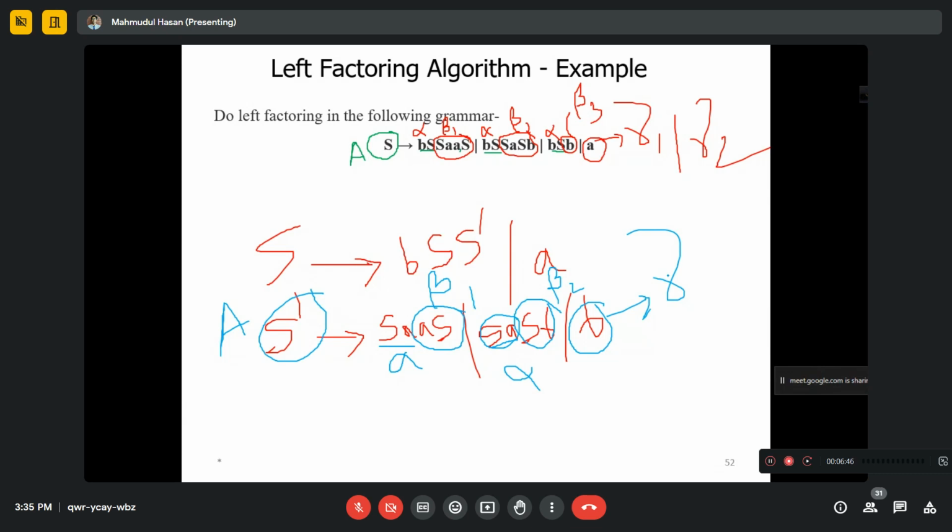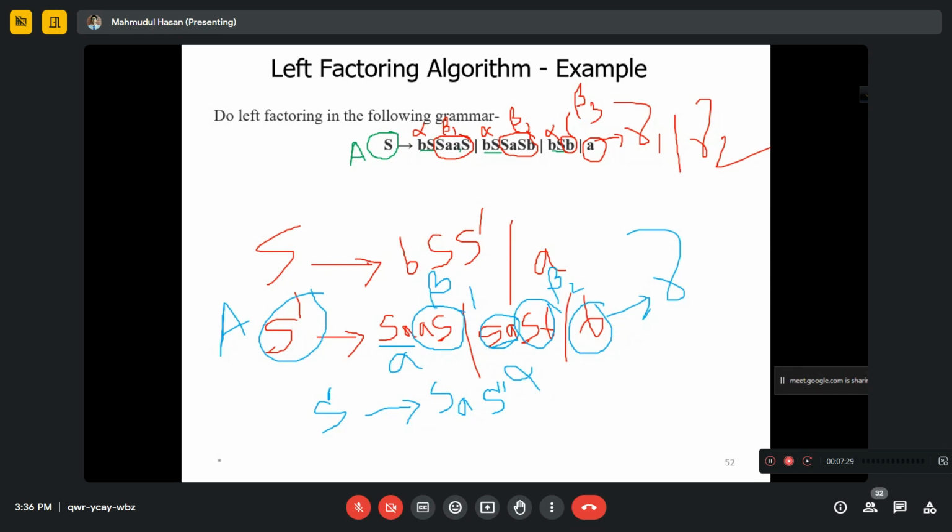So the formula is A to alpha A dash. And what is A? That is actually S dash. Then S dash to alpha. And what is alpha here? S A. And A dash. So what is A here? S dash is the A here. Here S dash is the A. So the formula is A dash, that means S dash then dash, that means S double dash. Is it?